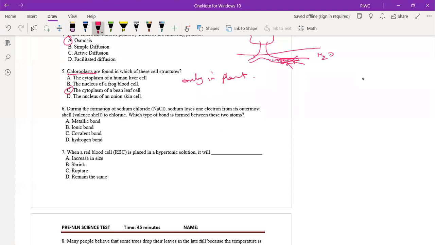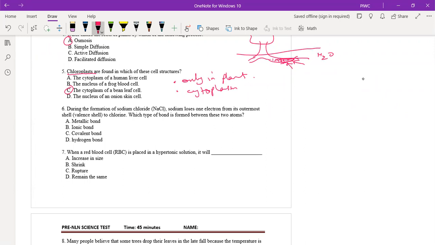So you have to look for an answer that has plants in there, and it's not in the nucleus, it's in the cytoplasm. So the nucleus is going to have the DNA in it. Okay, number 6, good so far.